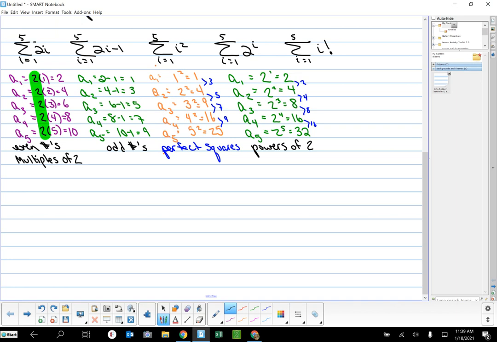Okay, so the factorial. Let's take a little note down here. A factorial is represented with an exclamation point. It's popular and used a lot in probability.